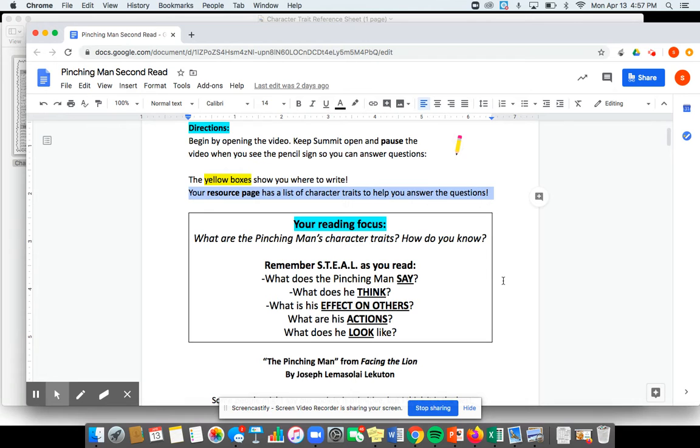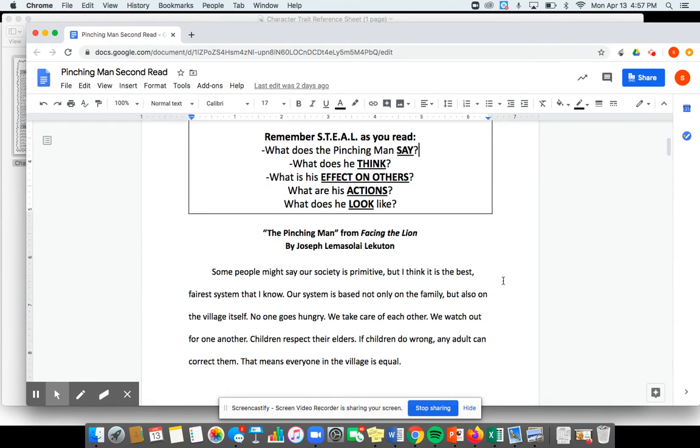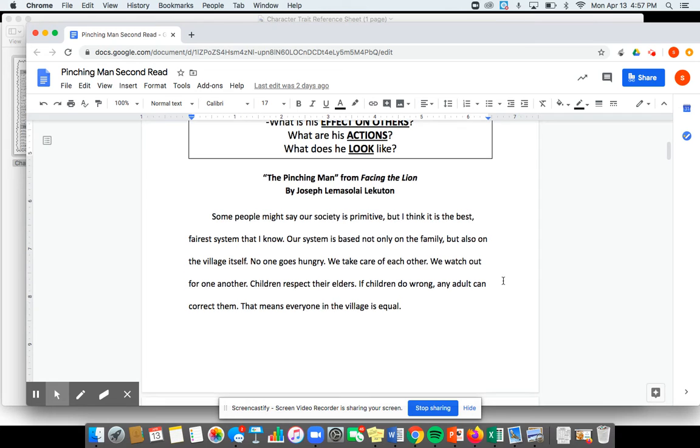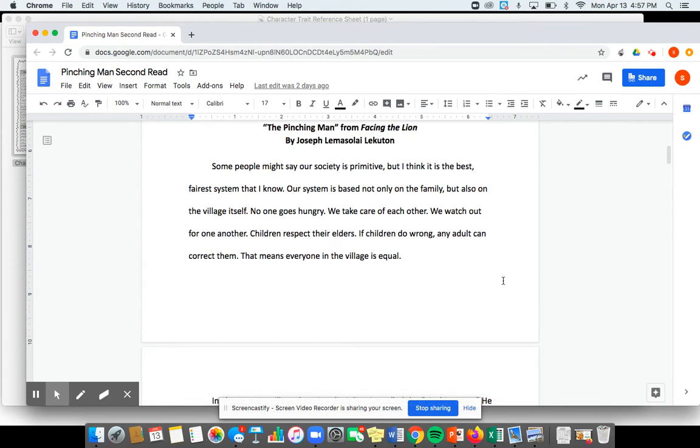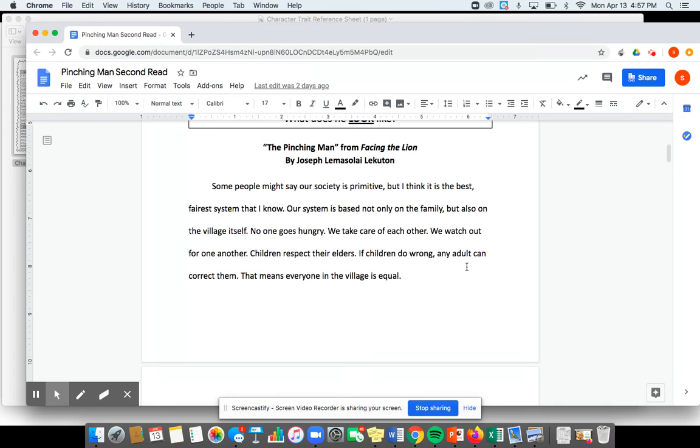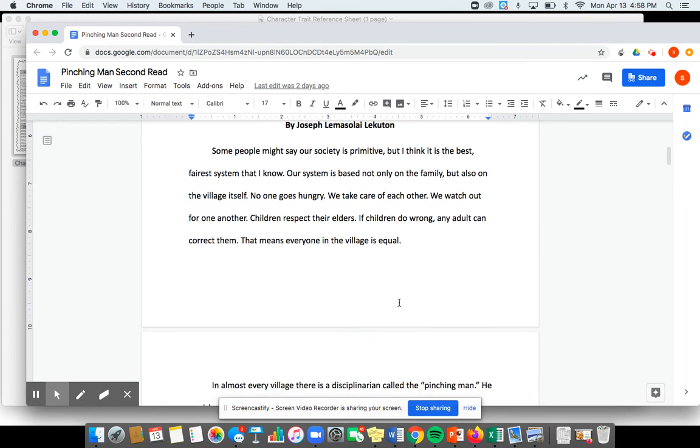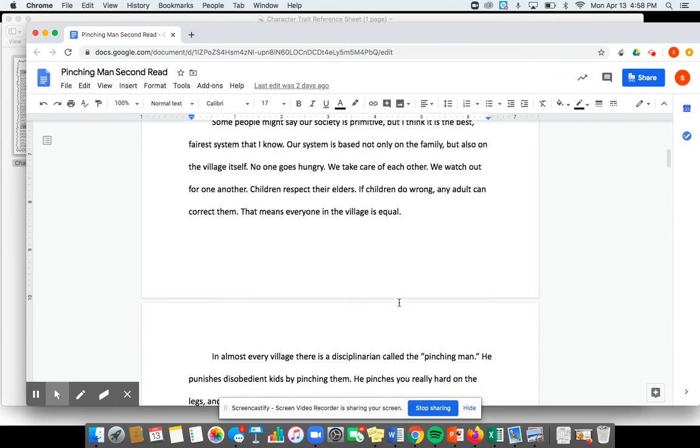So we're just going to go through the first part of the story together and do an example, and then you're going to continue on your own. So rereading the first part, The Pinching Man from Facing the Lion. Some people might say our society is primitive, but I think it is the best, fairest system that I know. Our system is based not only on family, but also on the village itself. No one goes hungry. We take care of each other. We watch out for one another. Children respect their elders. If children do wrong, any adult can correct them. That means everyone in the village is equal.